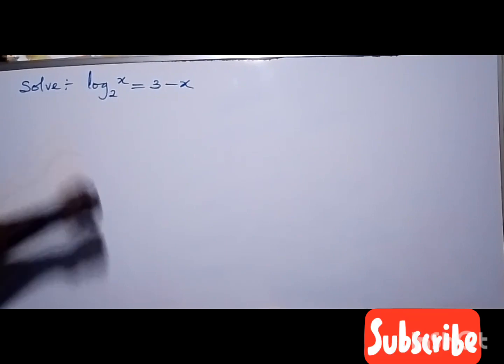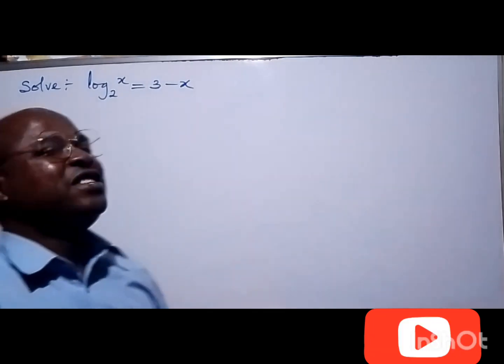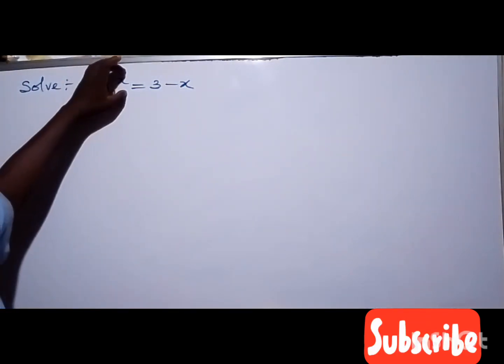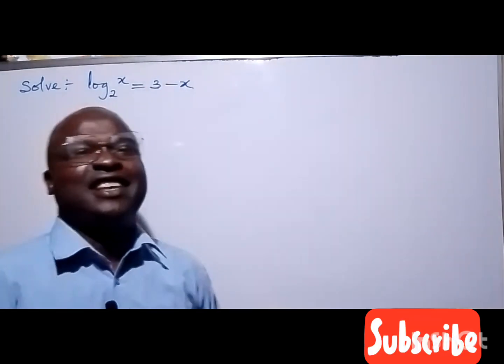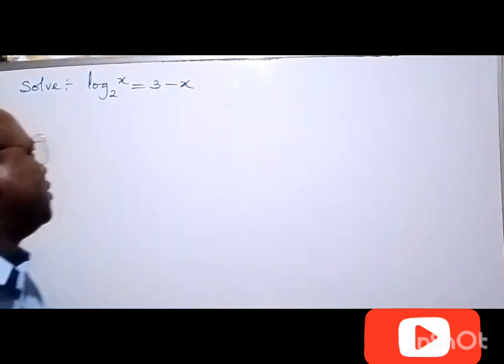We are given log base 2 of x is equal to 3 minus x. So the question is to be solved. That means we are looking for the value of this particular x that is in the question. Now let's go solving the question.